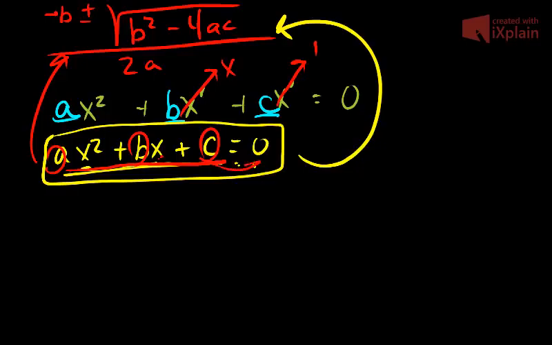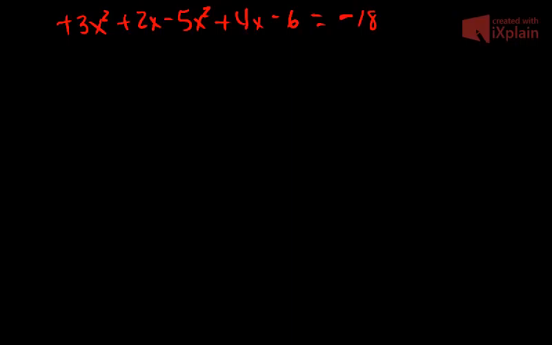Let's clear the screen and write down the next example. Sometimes you may have something that looks like this: a positive 3x squared plus a 2x minus 5x squared plus 4x minus 6 equals a minus 18. What the heck am I doing? You do notice that that has nothing to do with the format that I just wrote down. So we need to simplify this.